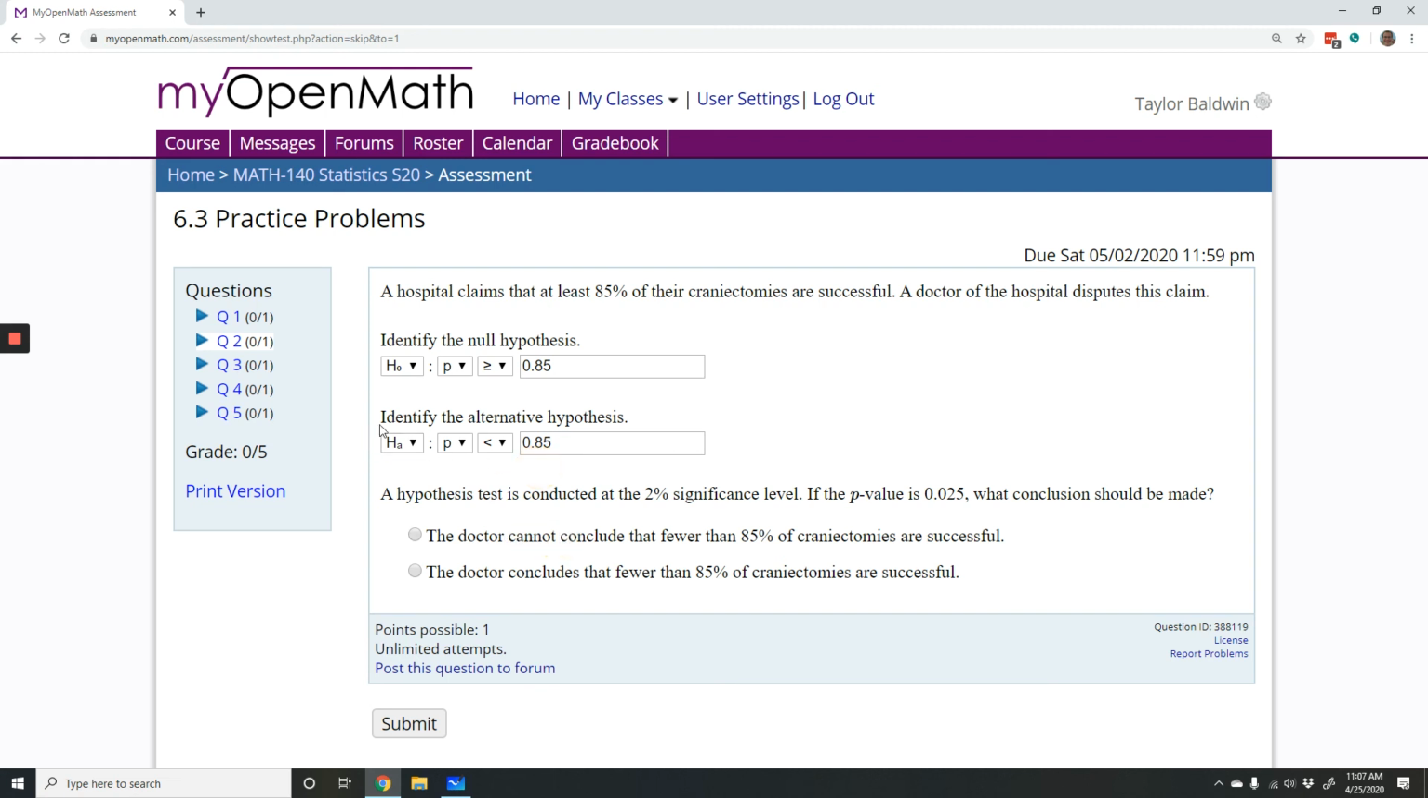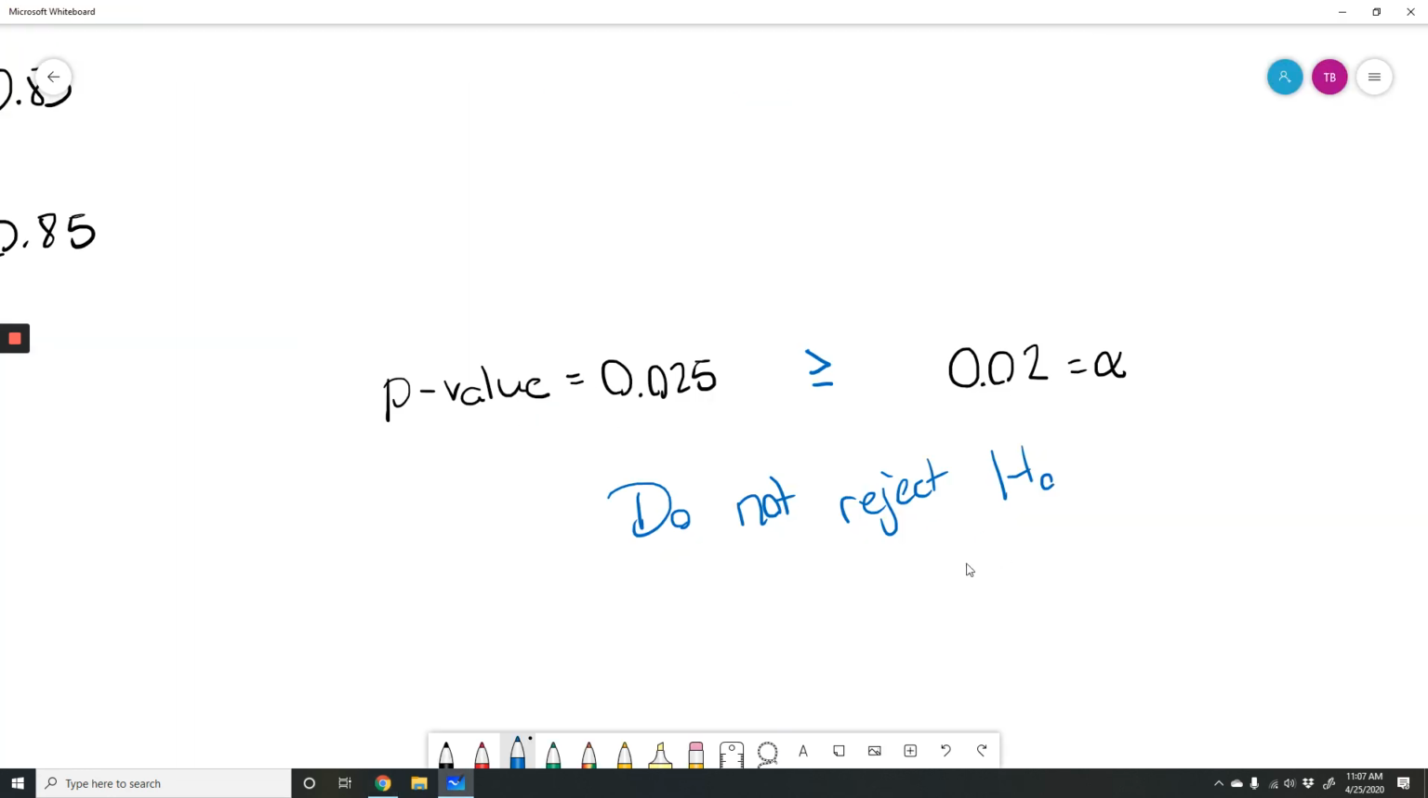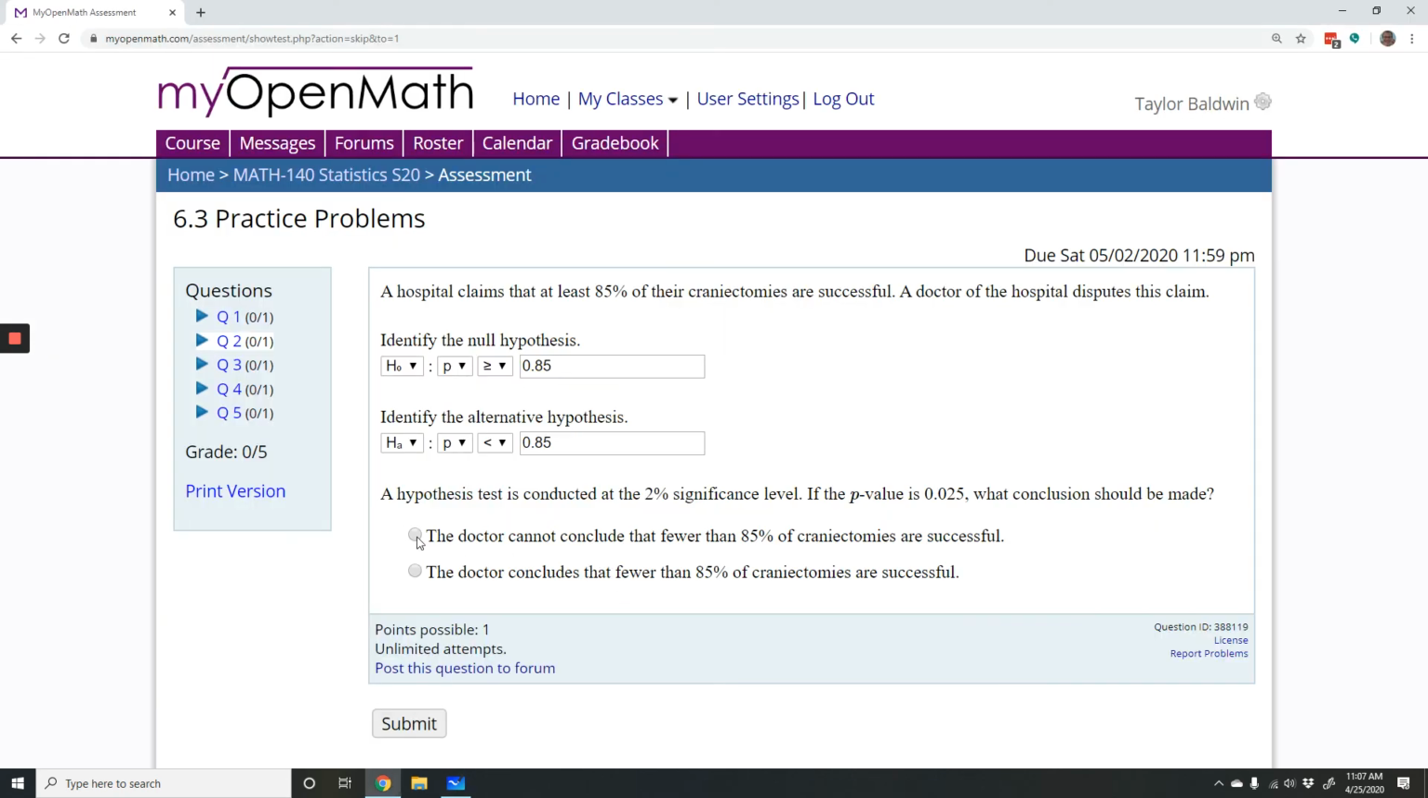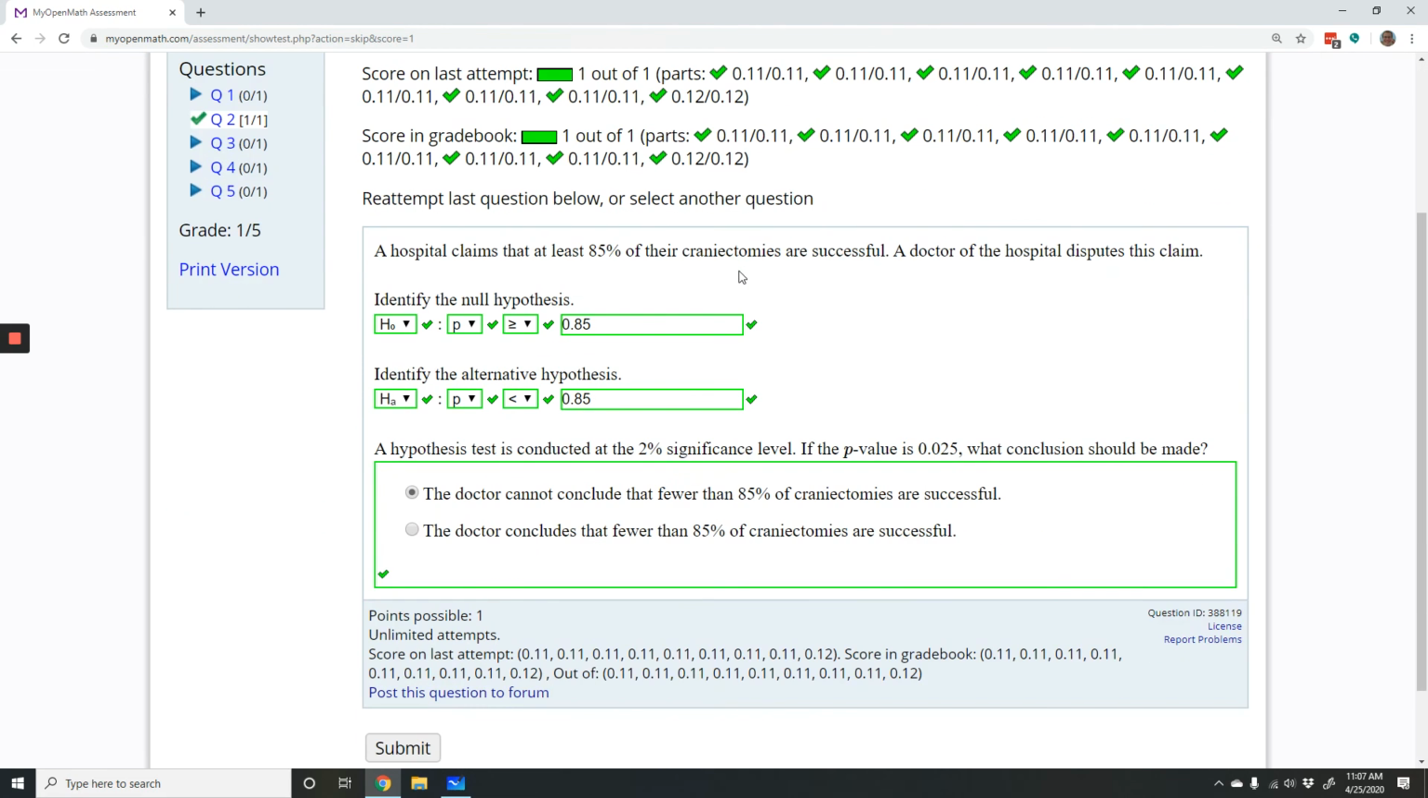So if we cannot conclude the alternative hypothesis, that means we would be concluding the null hypothesis. We can't reject the null hypothesis. And that's the case we want, right? We do not want to reject the null hypothesis based on what we have. So option 1 is what we want in this case.